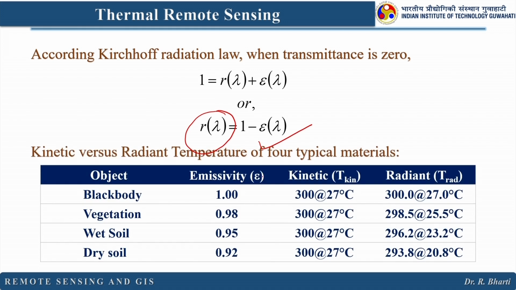The kinetic versus radiant temperature of four typical materials is listed here. Black body emissivity is 1, vegetation 0.98, wet soil 0.95, dry soil 0.92. You can see temperature is not changing, but emissivity is changing. So, we can easily find out what material it is based on the emissivity, but not based on the temperature. With temperature you can find out the anomalies, right, hot spots. So, we will focus more on the emissivity during our interpretation of the composition.